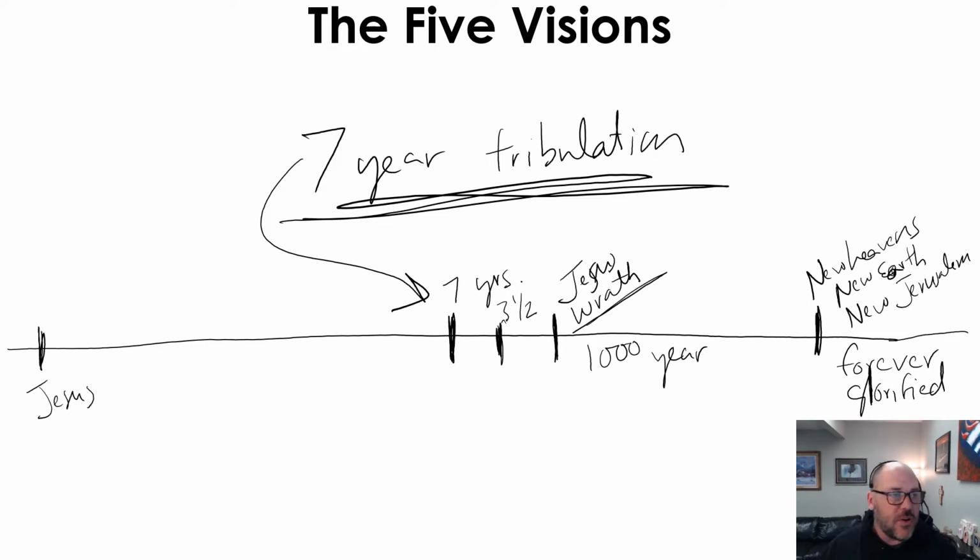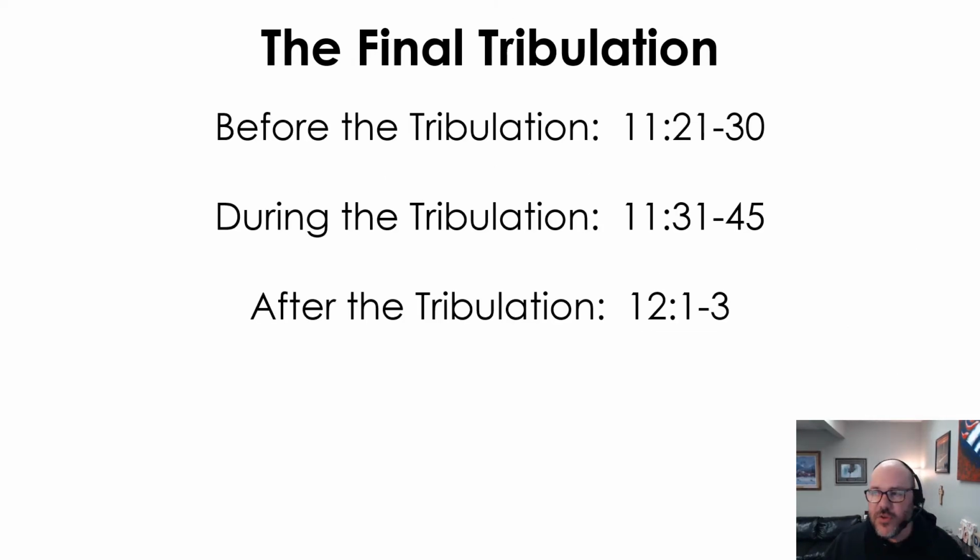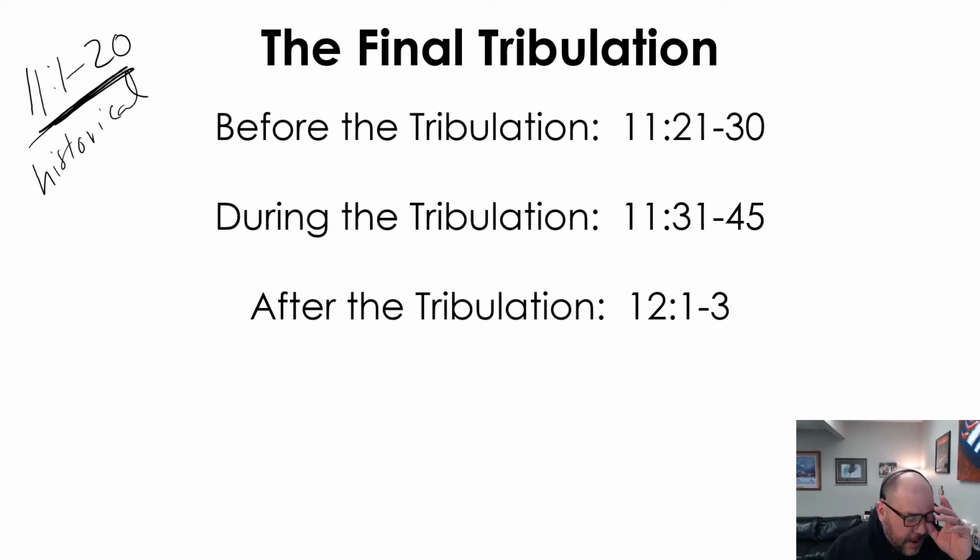Let me recap what we talked about last time. So these events are broken up in this way. First, you have Daniel chapter 11, verses 1 through 20. These are all historical events. These are all the events that are taking place in the empires before the time of Jesus, before the Ottoman Empire, the final empire, would even be coming on the scene. There are historical events that took place, and they are going back and forth.